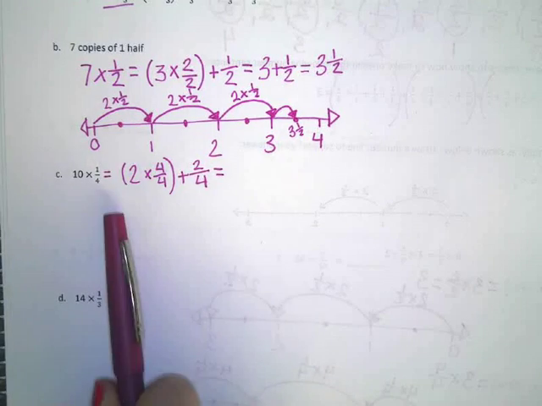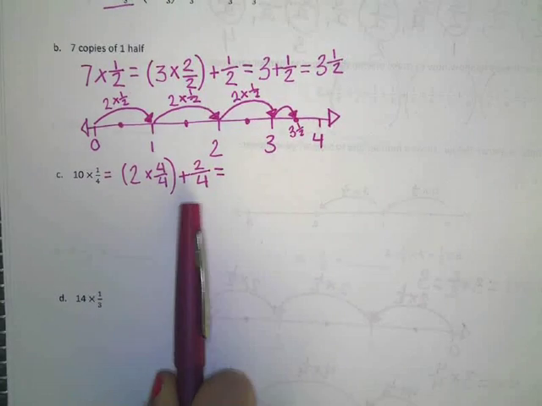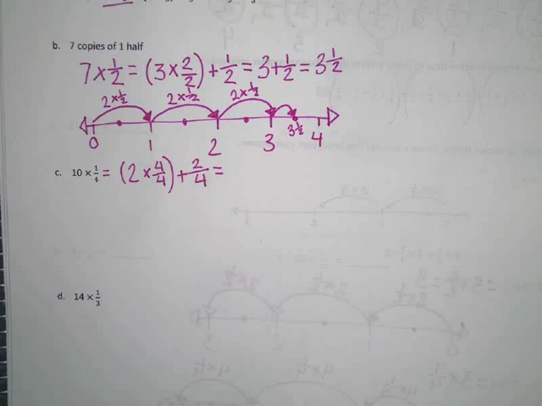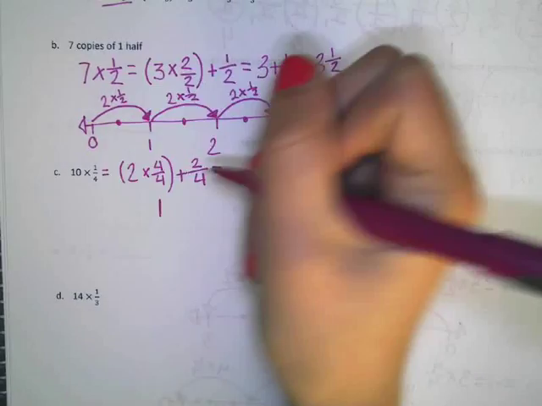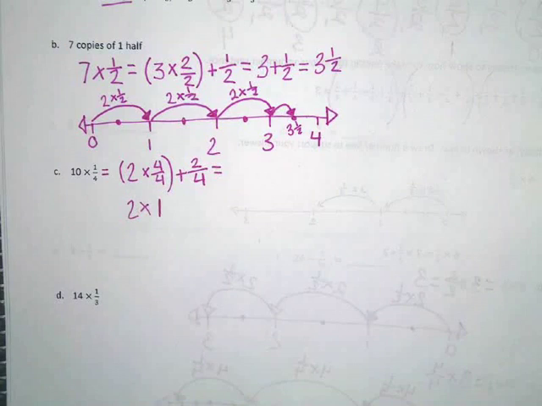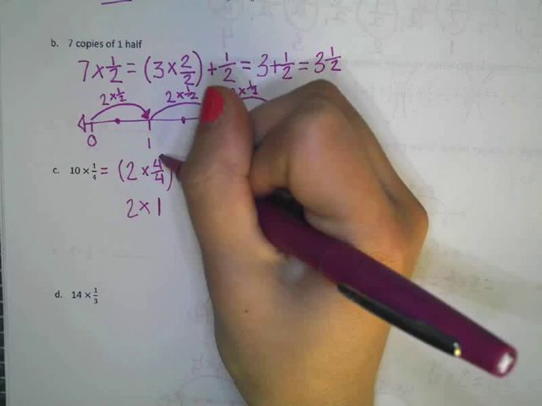Right? 2 times 4/4 plus 2/4. 2 times 4/4 is the same as what? Everyone. Okay. 4/4 is what? 1. 2 times 1 is? 2. 4/4 is the same as? 1 whole. 2 times 1 is? 2. Don't let these numbers confuse you, okay?